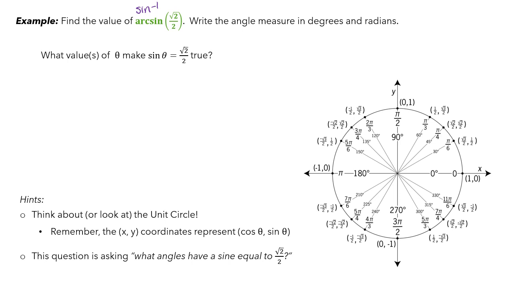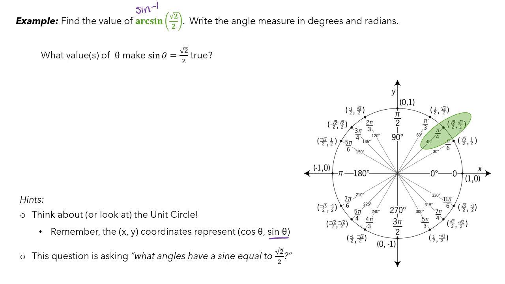Okay, let's look at our unit circle. We're looking for that root 2 over 2, but specifically for the sine of our angle, so specifically in the y coordinate position. Let's examine there. 30 degrees is out. I don't see any root 2 over 2, but at 45 degrees, I've got my root 2 over 2. So that's going to be one of my answers, 45 degrees or pi over 4 radians.